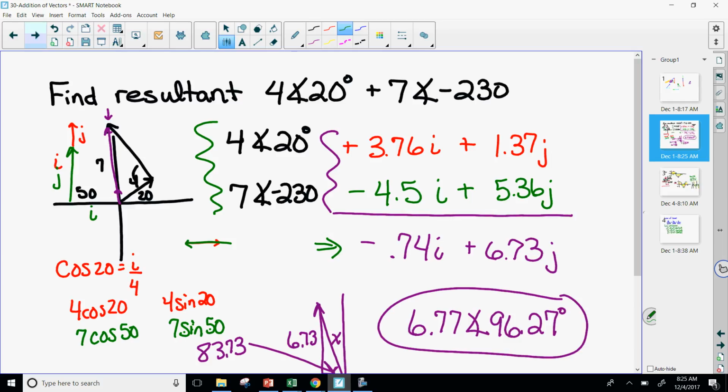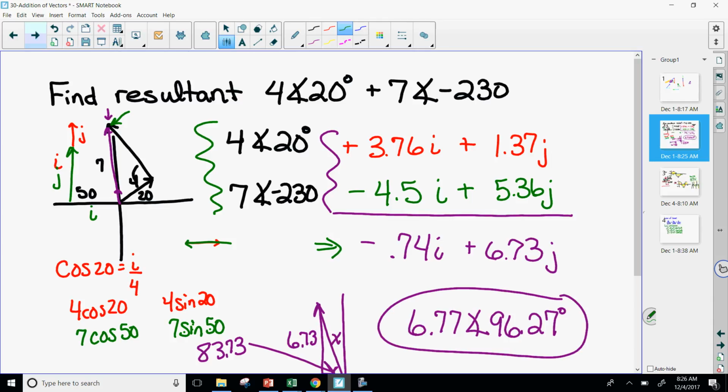So if someone pulls at 4 newtons of force at an angle measure of 20 degrees and someone else at 7 newtons of force at negative 230 degrees, your object's going to move with a force of 6.77 newtons at an angle measure of 96.27 degrees. So that's what's happening with our object. And we drew a picture of it and we found the resultant to be right there.